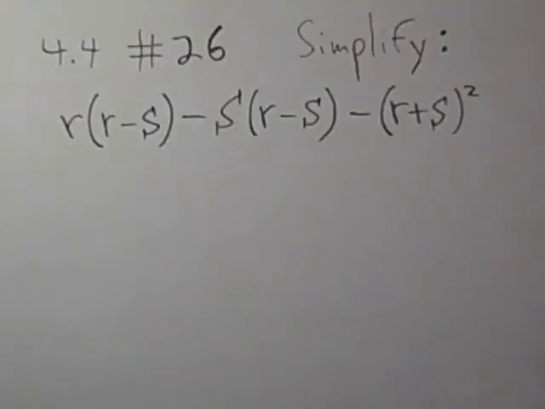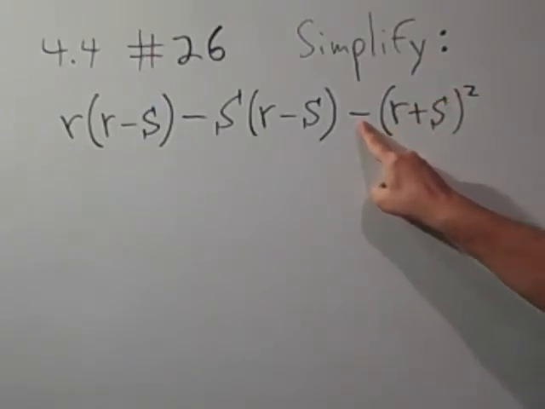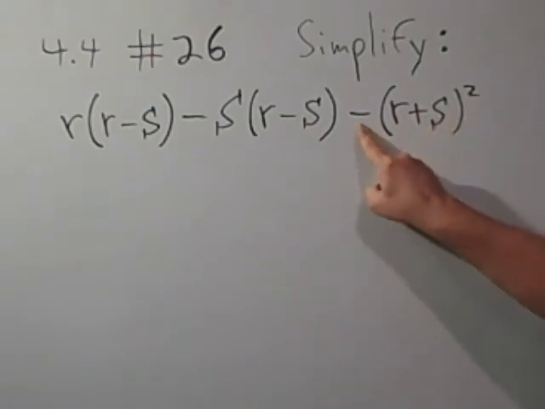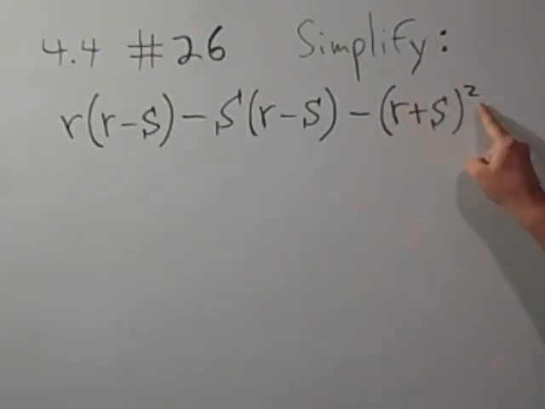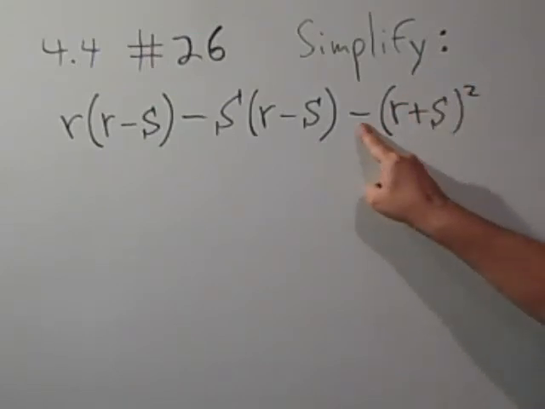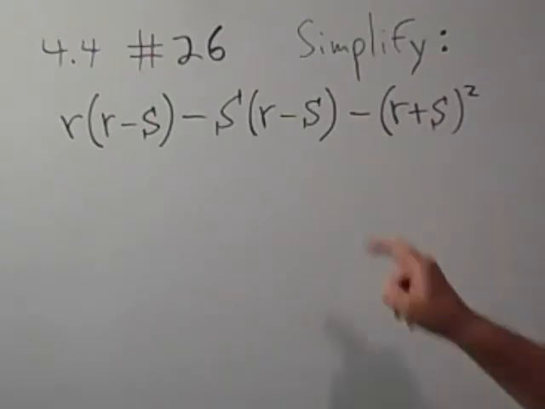For this problem, notice there is an exponent here, and we're supposed to take care of the exponents before we do everything else. So we will have to multiply this out before we multiply times the -1. Keep that in mind. We'll have to square this and times it by -1, because the negative is not squared. Only the r plus s quantity is being squared, and then that square is multiplied times -1.